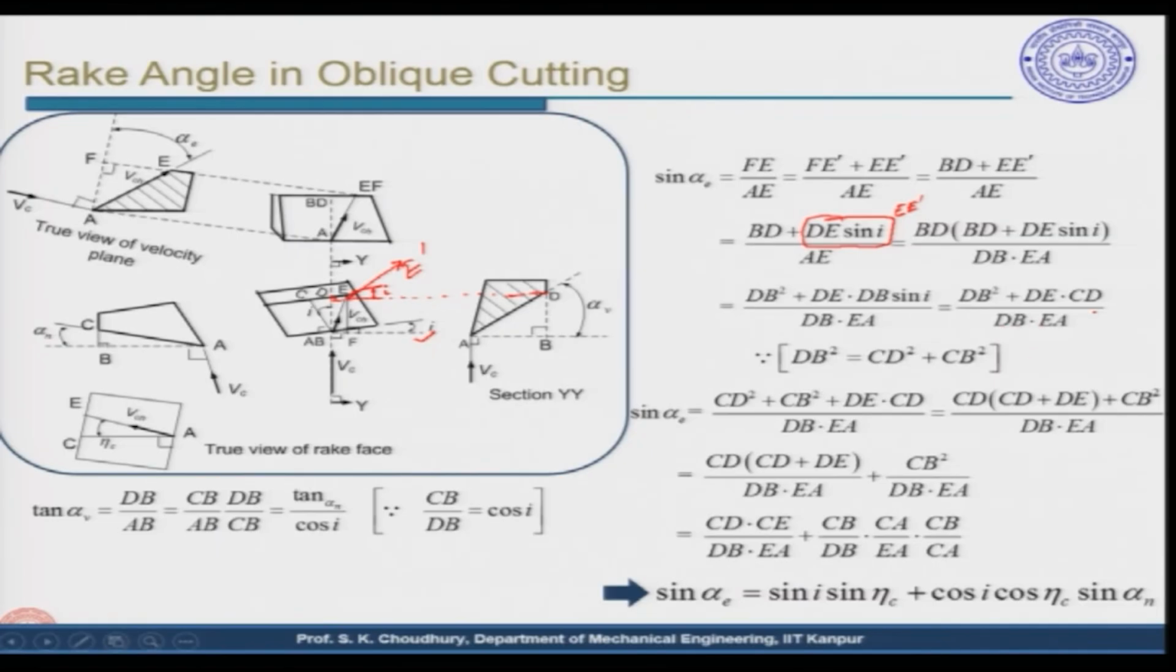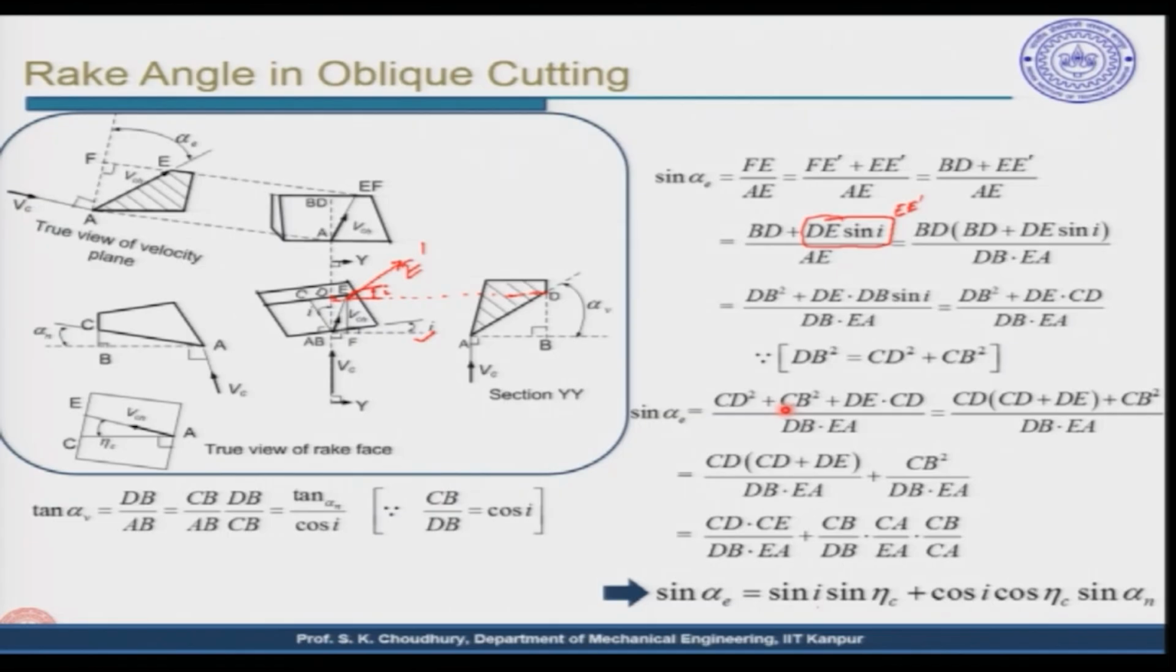Finally, what we get is that sin alpha e will be equal to sin I sin nu c plus cos I cos nu c sin alpha n, the normal rake. So, this expression is found from the diagram and the geometry. This is simple geometry you can find from this diagram. It is not very difficult.